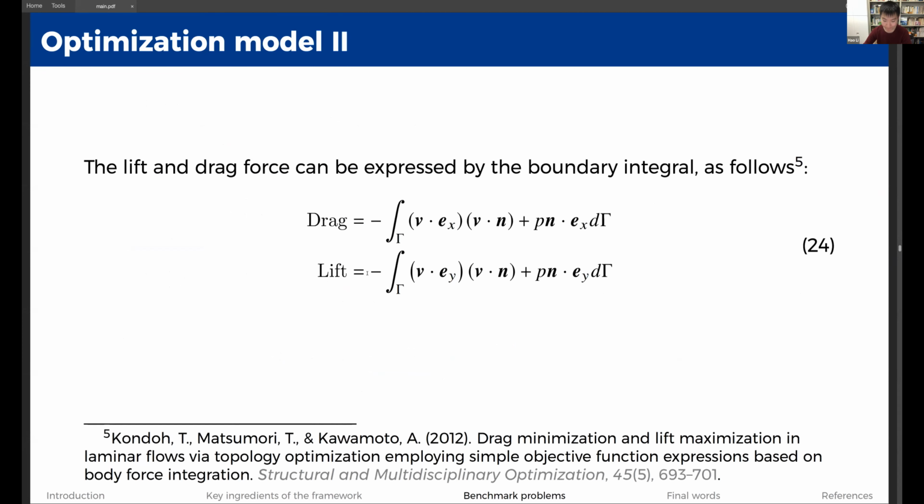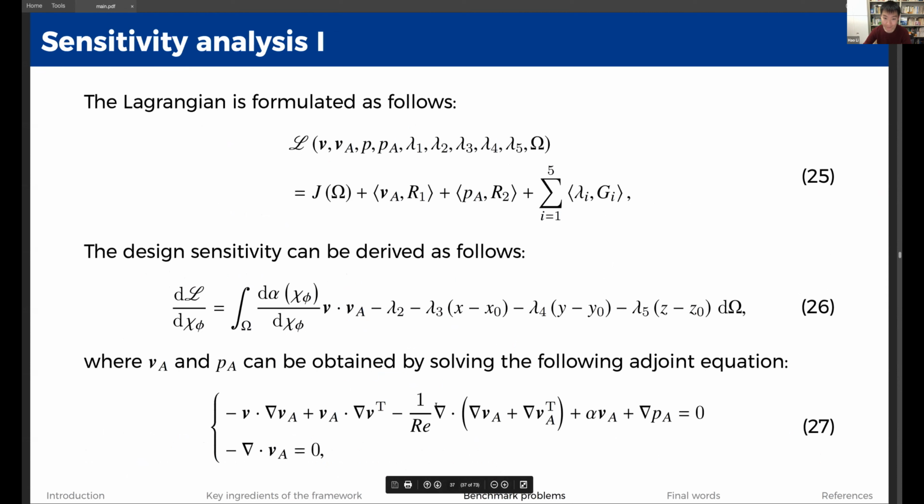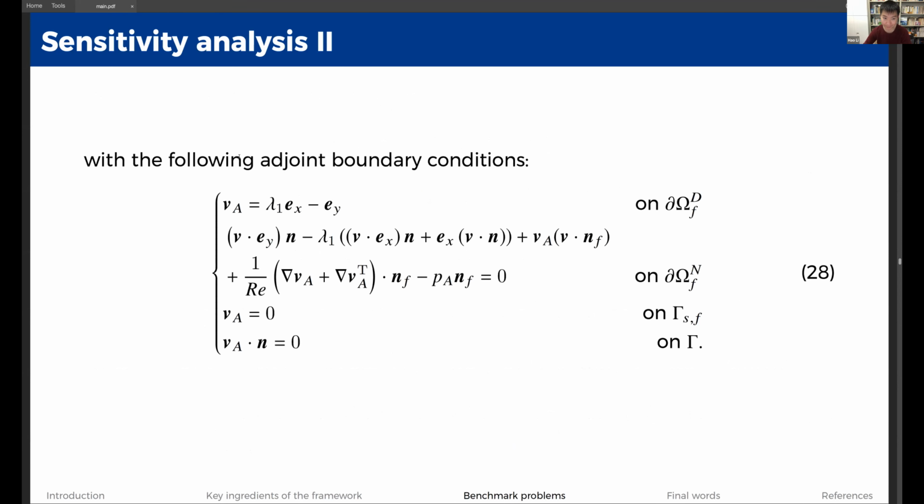The objective functional is expressed as a boundary integral given by Dr. Kondo, 2012. And similarly, we derive the adjoint equations and the sensitivity as follows, with the corresponding adjoint boundary conditions.